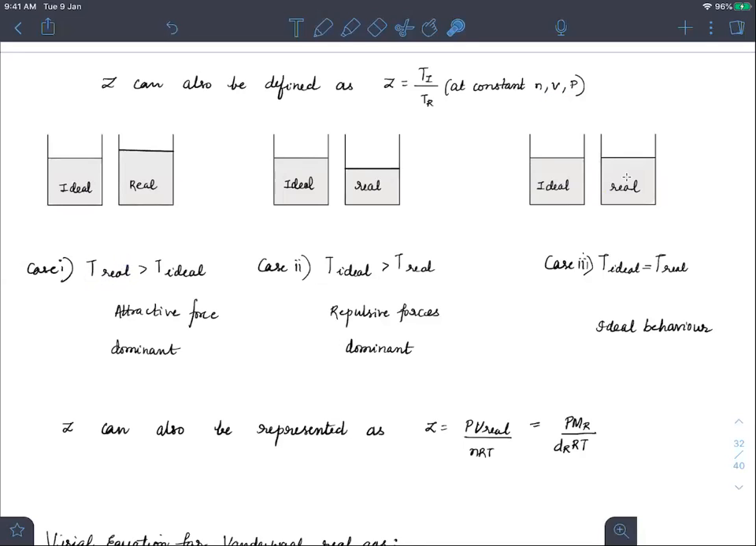So if the temperature of the real gas is more than the ideal gas, which means attractive forces are dominant here. Got it? And if the temperature, sorry, ulta likha maine idhar, is less than the ideal gas, which means attractive forces are dominant here. And if the temperature of the ideal gas is greater than the real gas, then that means repulsive forces are dominant here. And ideal gas और real gas दोनों same हैं, मतलब वो ideal behavior है. Everybody got this point? You can relate Z in terms of volume also. You can relate in terms of temperature also.